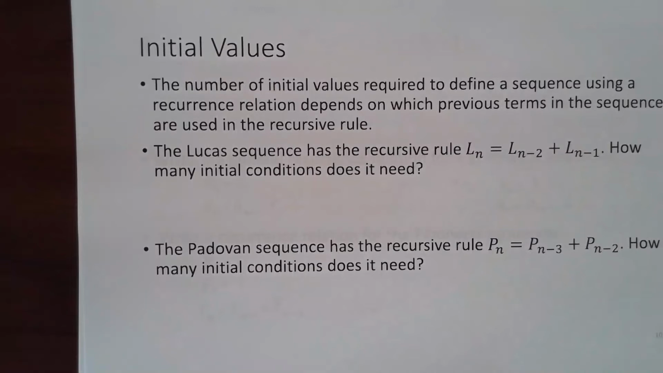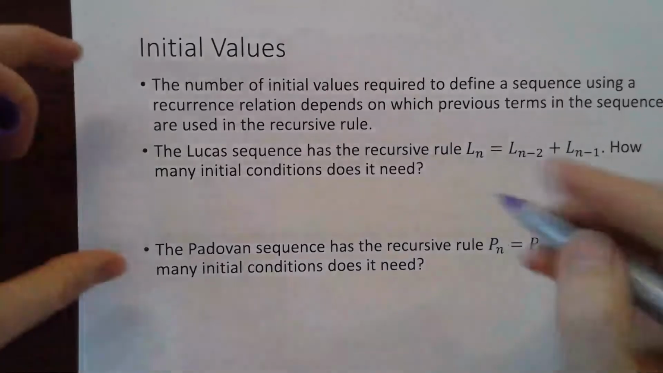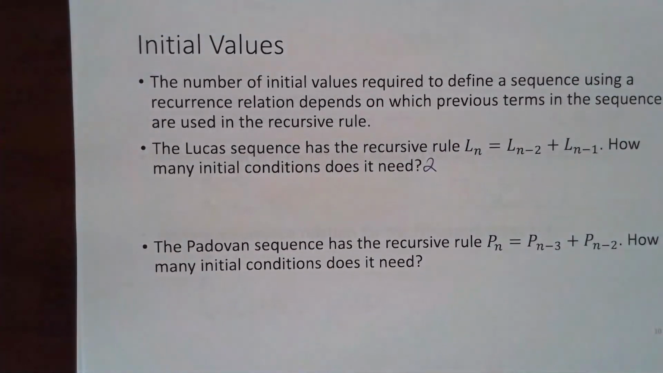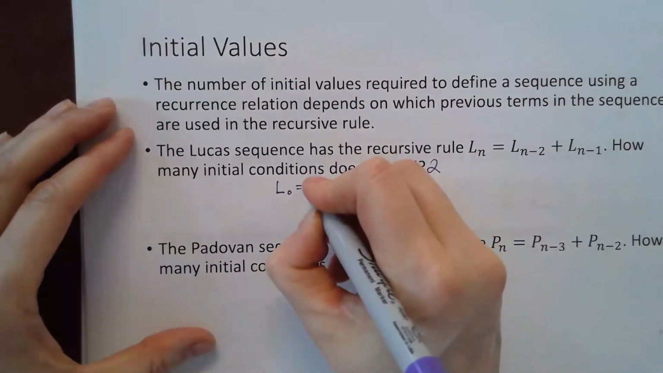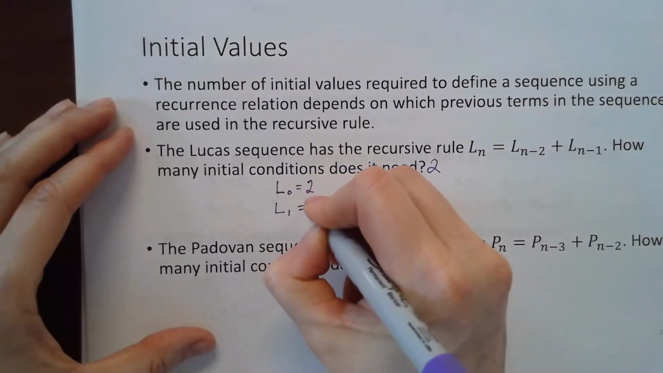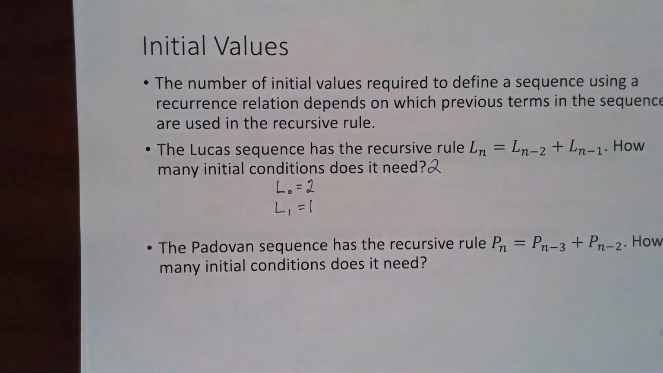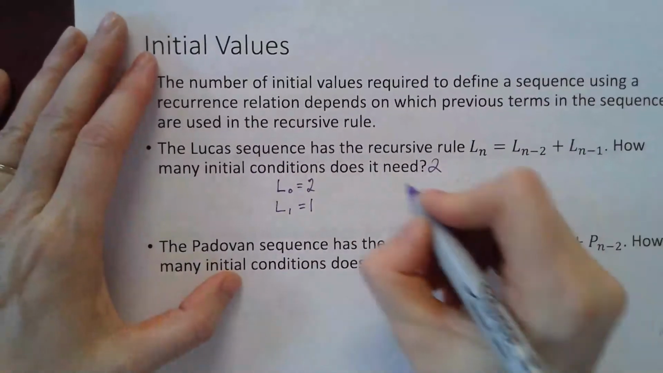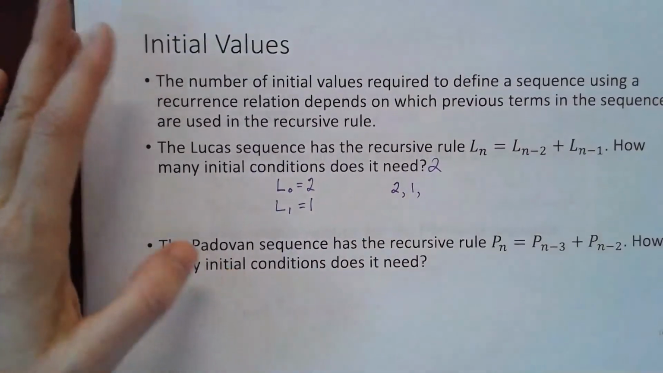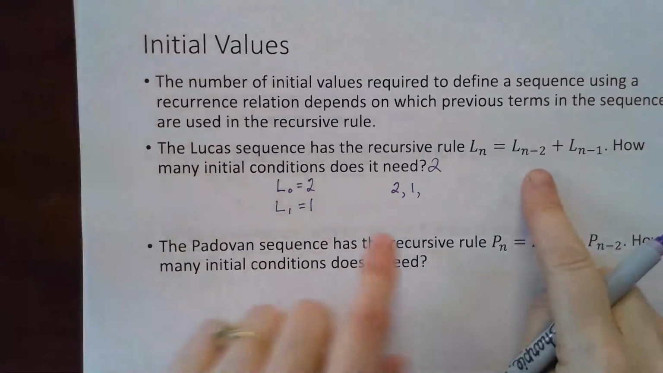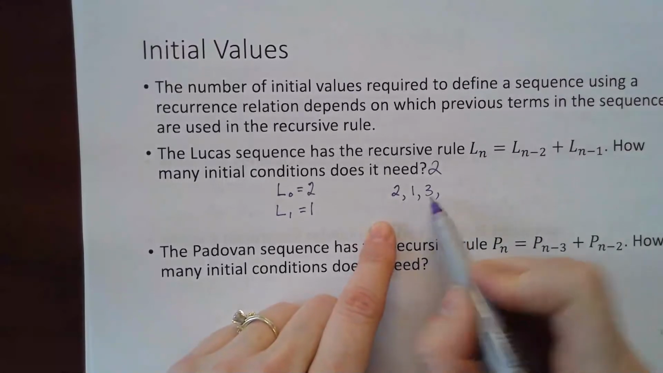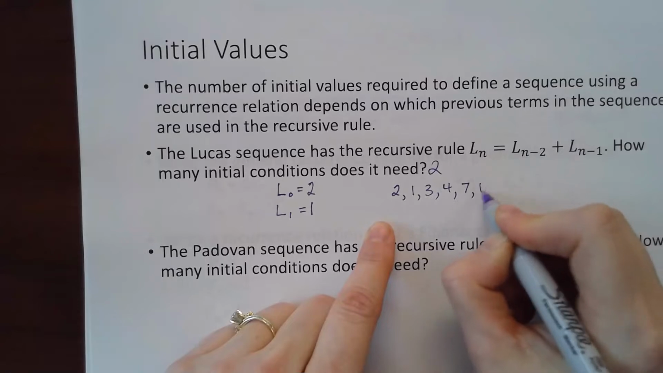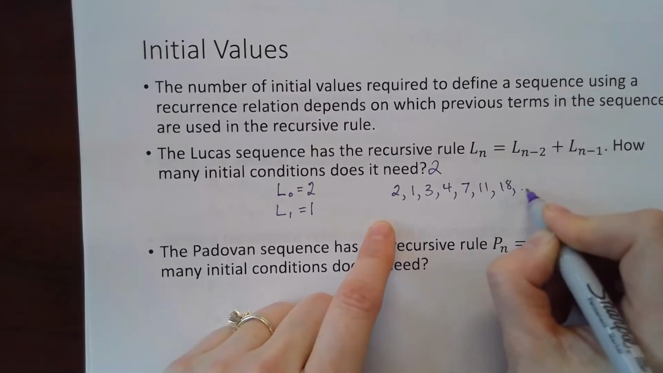So how many initial conditions am I going to need? 2, exactly. We need 2 of them, just like we did with Fibonacci. And so L sub 0 for the Lucas sequence is going to be 2, and L sub 1 equals 1. That's how it starts off. So the Lucas sequence starts out 2, 1, and then you always add the previous 2 numbers. To get the next one, I would take 2 plus 1 is 3. To get the next one, 1 plus 3 is 4. I would get 7, 11, and 18, and so on and so forth, and on it goes.